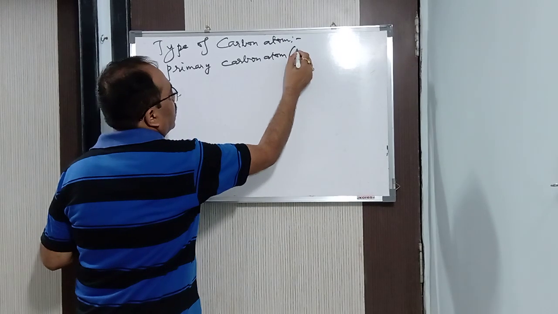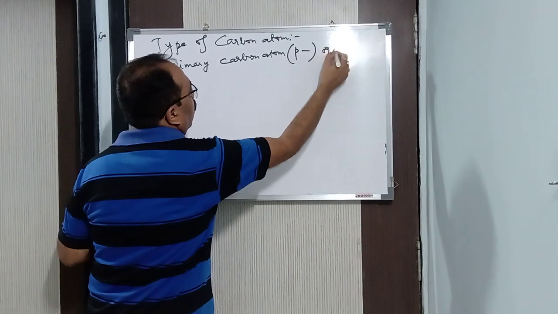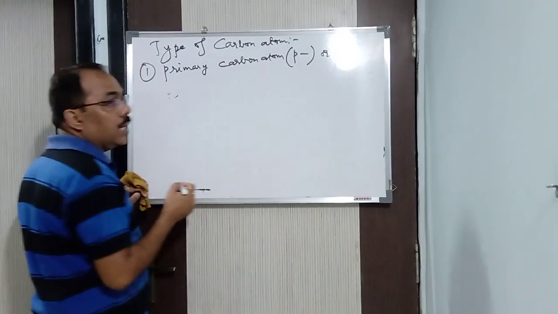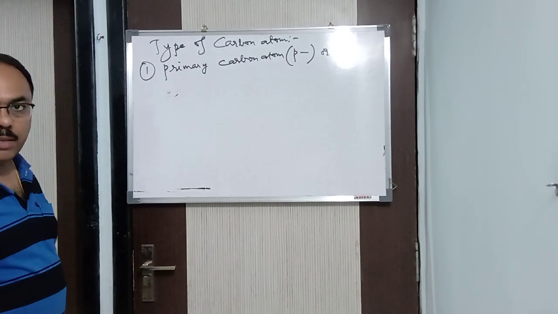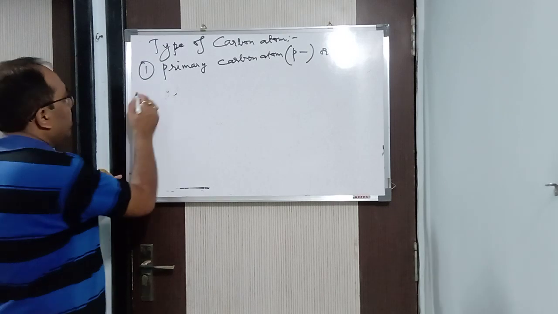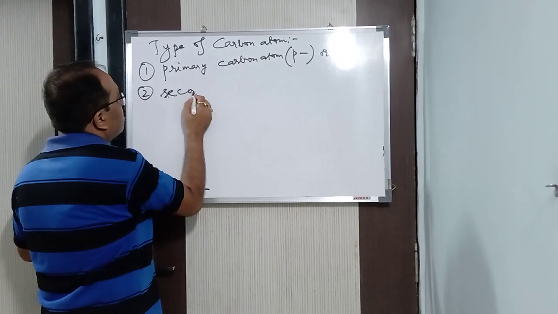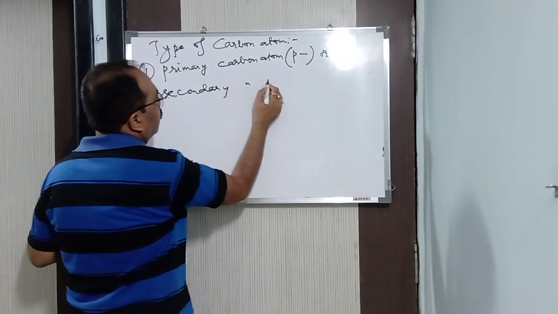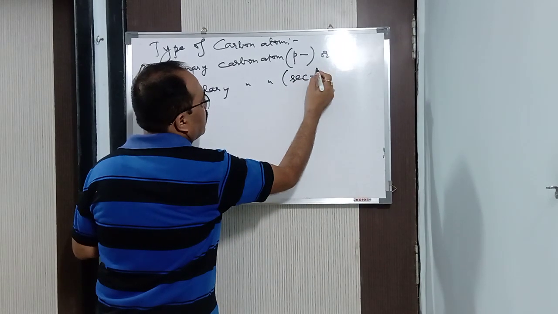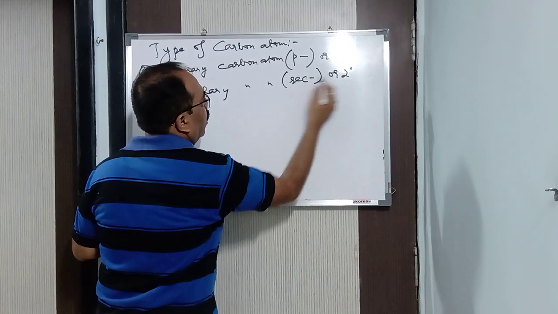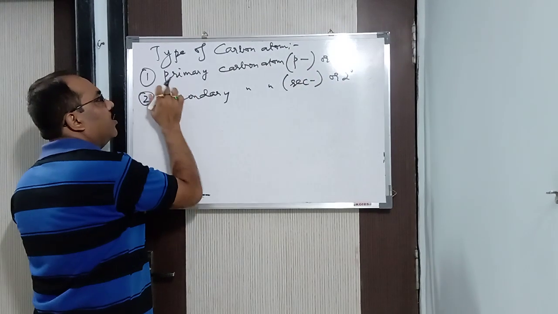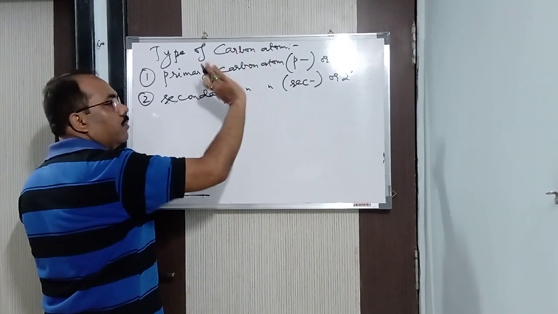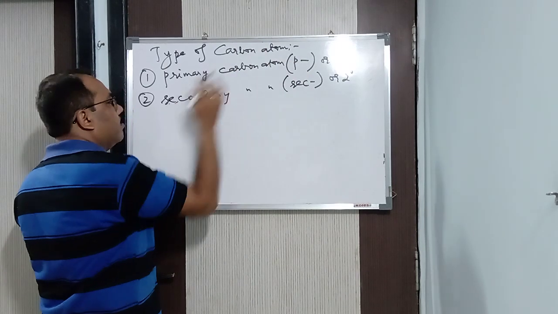We represent primary as small p, or we can also say 1 degree carbon atom. Primary carbon atom or 1 degree carbon atom. Similarly, the second one is the secondary carbon atom. We represent it as SEC or 2 degree. SEC means secondary, P means primary. We will not write it out in full; only P means primary carbon atom.